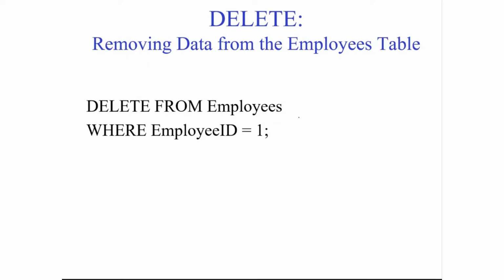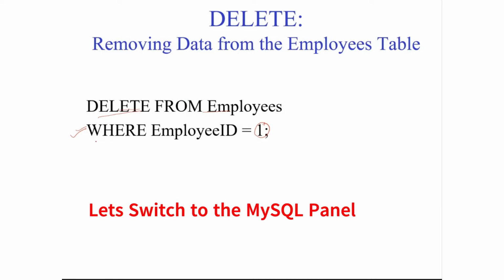Later, Sundar has left the organization because he is a highly skilled person and got another job offer. So I can remove this employee from my organization. How can I remove? With the help of the delete command. Delete from employees where employee ID is equal to 1, because Sundar has switched to another organization and I need to delete this employee. If I don't specify this where condition, what will happen? All the employees of my organization are going to be deleted.